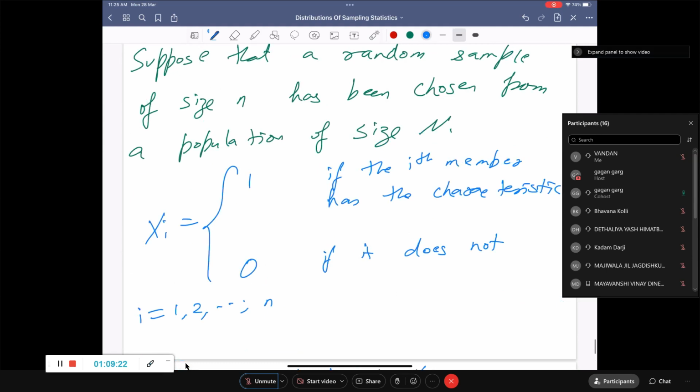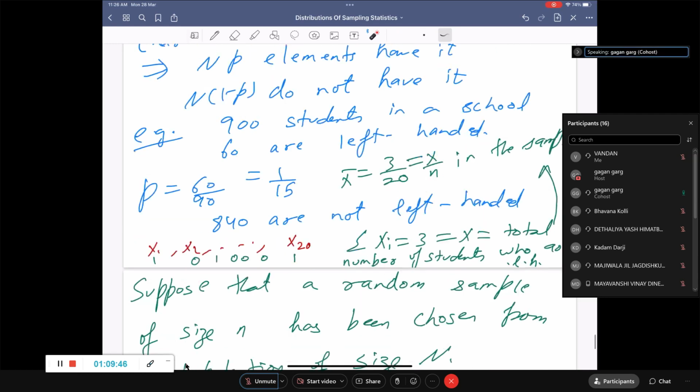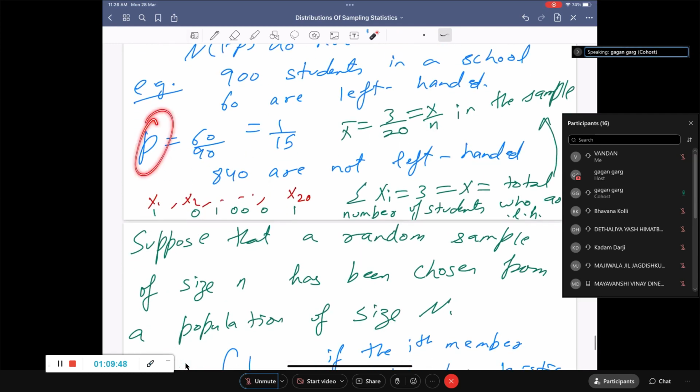So something can be 1 or 0. Does it mean that the probability of both the events is the same? No, sir. It will be 1 by 15. Yes. So it will be this P, which is 1 by 15 in this example.